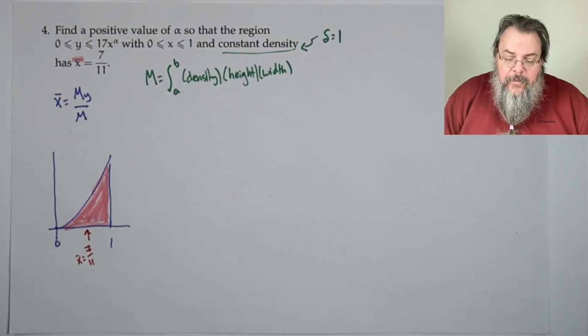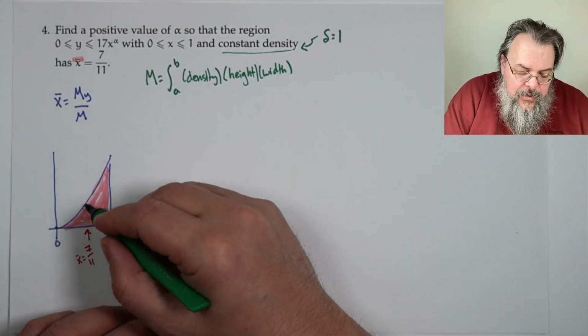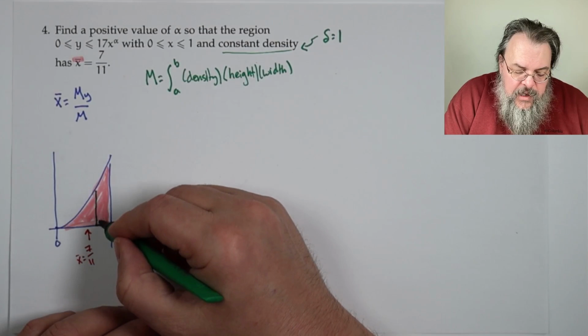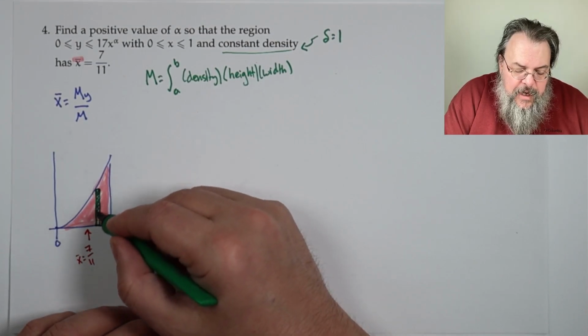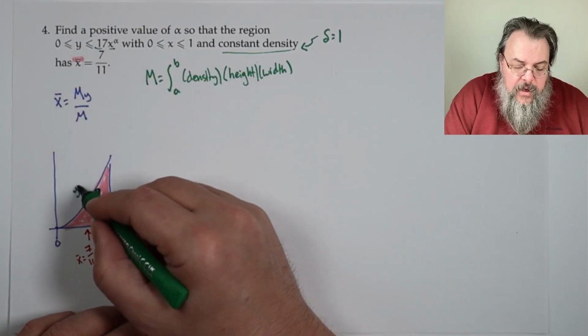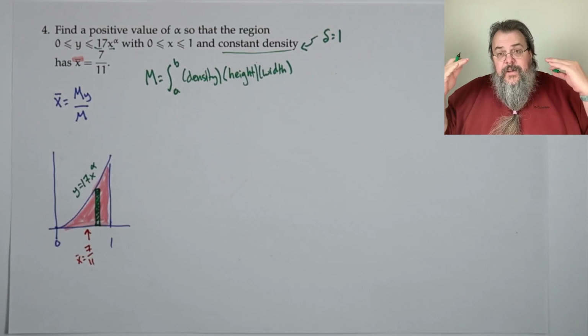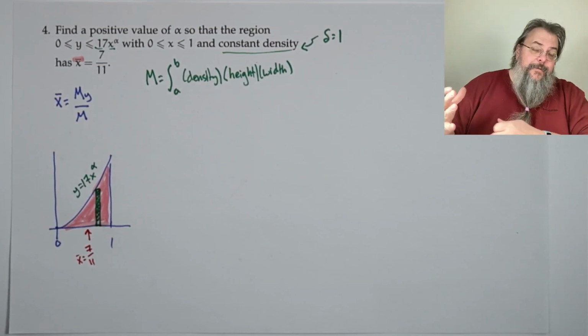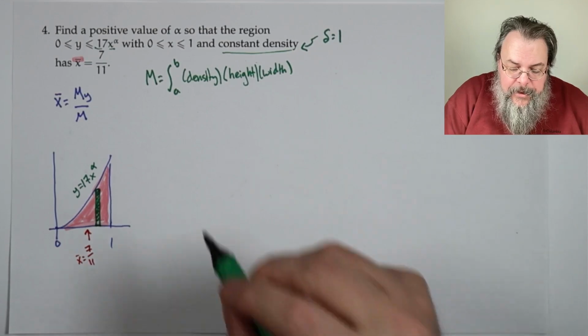Now you might say, why did you go with height width instead of width height? Well, I want to think of doing little vertical strips. And the reason I want that is because I'm thinking of this problem as functions of x for the bounds. So y equals 17 x to the alpha. So since I'm seeing functions of x, I want to think dx. And so, okay, here we go.